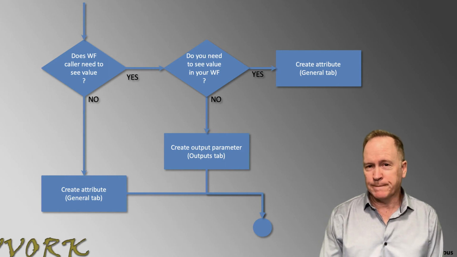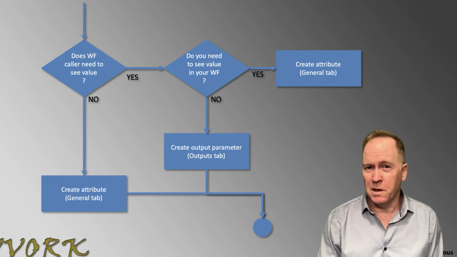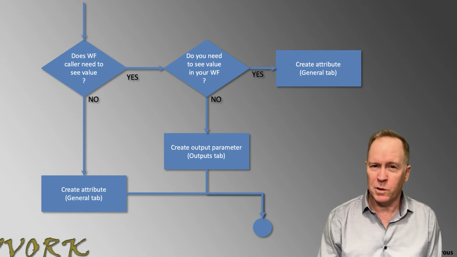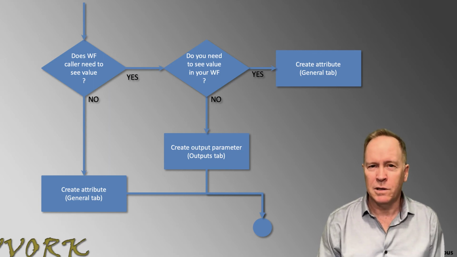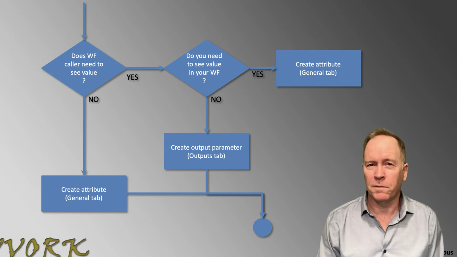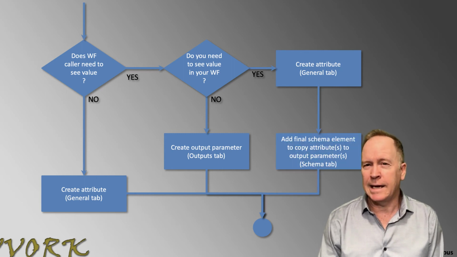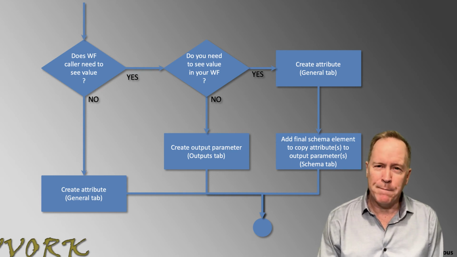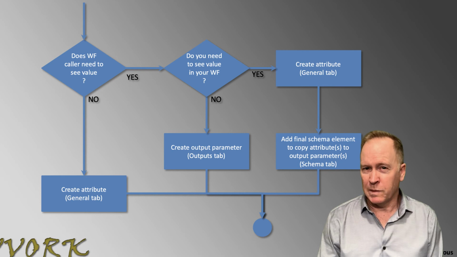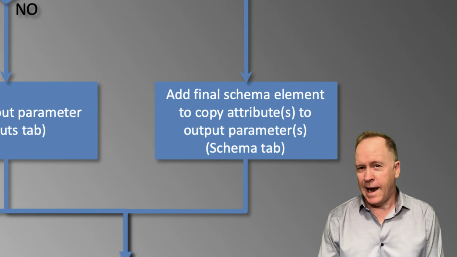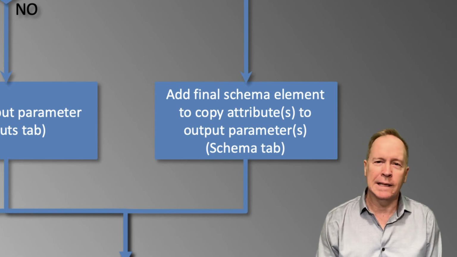But at this point, if I'm using an attribute, the caller of the workflow cannot see the value of the variable. So ultimately what I'm going to need to do at some point, presumably as the very last schema element in the workflow, is add a schema element, usually a scriptable task, that will copy the attribute that I've been using into an output parameter. And that's actually what we're going to be talking about in the next video.